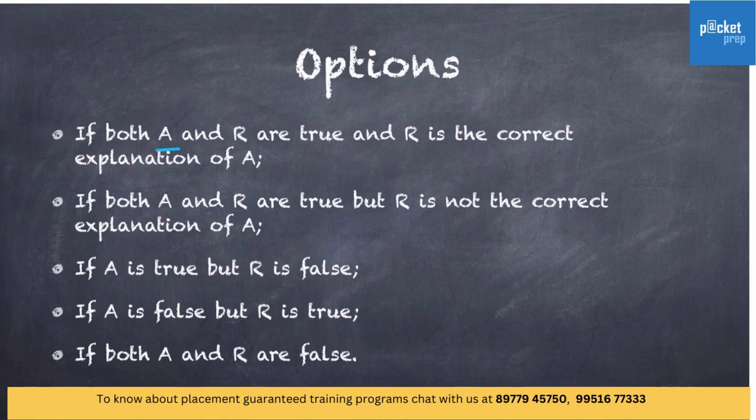If both A and R are true, and R is the correct explanation of A; if both A and R are true, but R is not the correct explanation of A; if A is true, but R is false; if A is false, but R is true; if both A and R are false. If the answer lies in between these three options, you can figure it out easily, that is by identifying whether the assertion or reason is true or false. But what about these two?